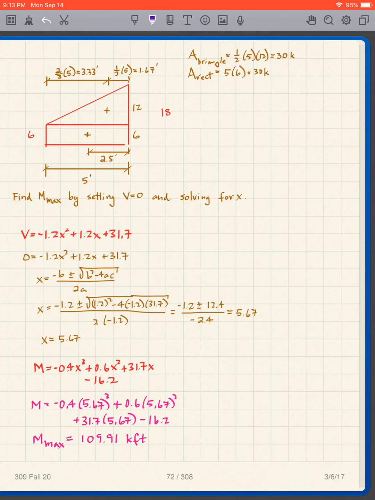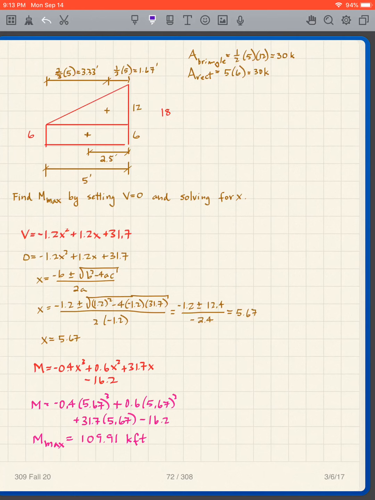And to get the location for the triangle, we have to locate this, right, using the 1/3, 2/3 rule. So here's my 5. I use 2/3 of 5 on the left side. I use 1/3 of 5 on the right side. So I can locate my load for the purposes of getting my reaction. So that's 3.33 feet. That's 1.67 feet.